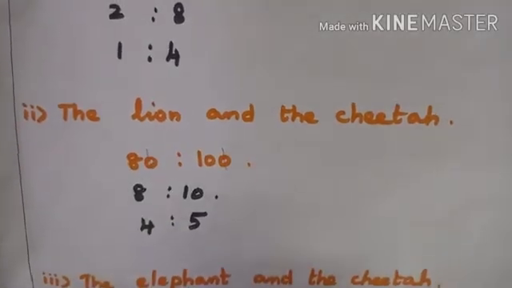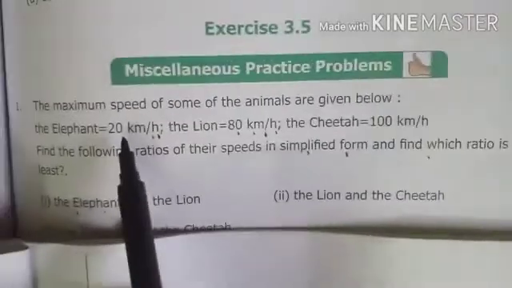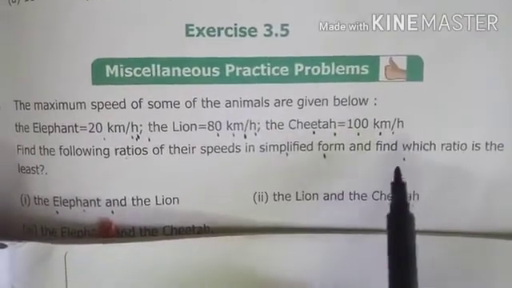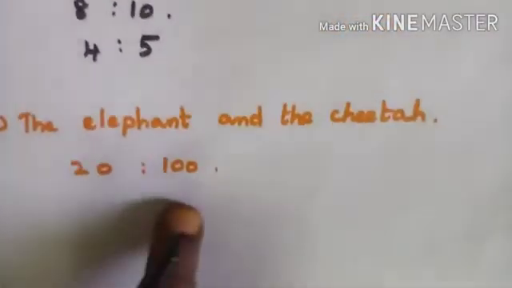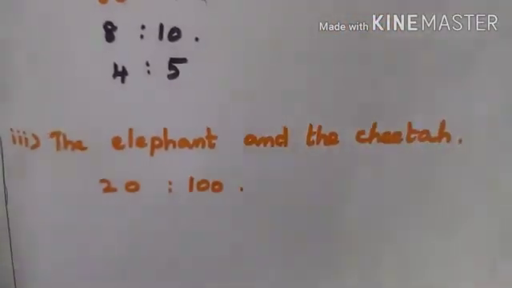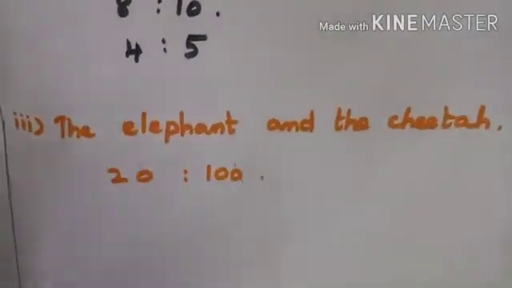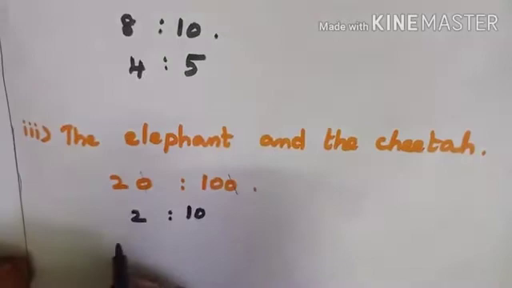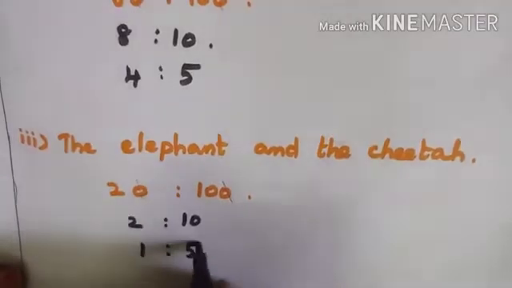And then the third question is the elephant and the cheetah. So here the elephant is given to be 20 kilometer per hour and the cheetah 100 kilometer per hour. So this we are going to find out. The elephant 20 and the cheetah 100. Now also we can strike a 0. Otherwise you can put 1 20 is 20, 5 20s are 100. 2 is to 10. Now you see again we can strike it in 2 table. 1 2 is 2 and here 5 2s are 10.